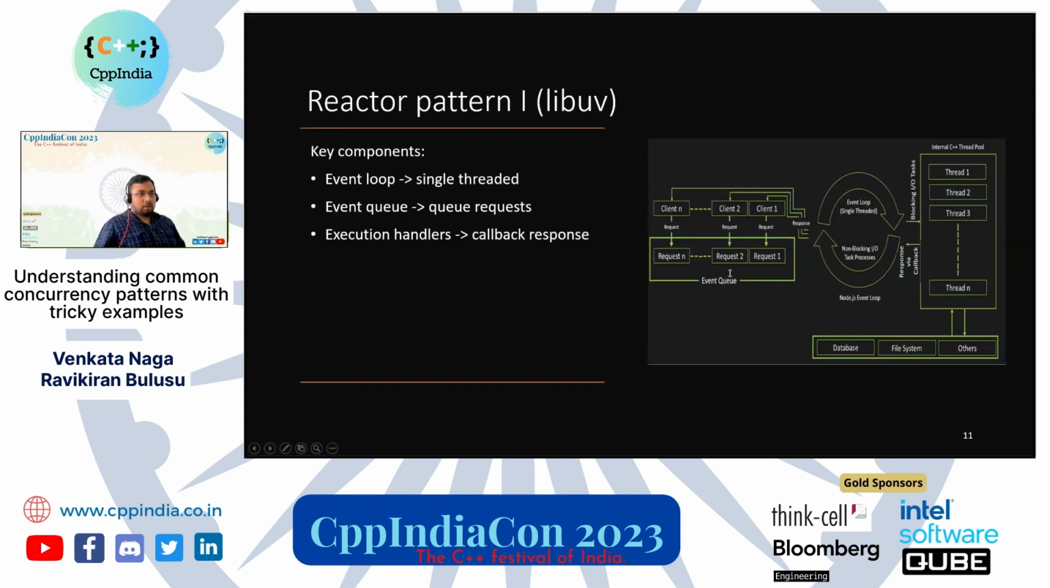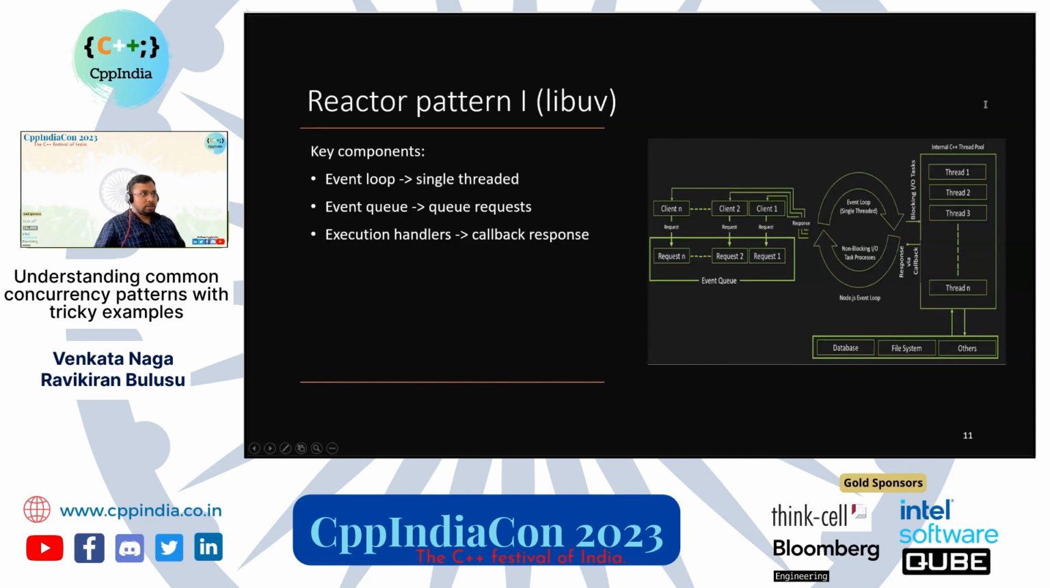I was quite curious how this actually works. So I developed a TCP/IP application out of it, where I could design a workload. I tested with a workload of around 100 clients at a time, and from there I got insight into how libuv actually works in general. So mainly the key components are the event loop, the event queue and the execution handler.